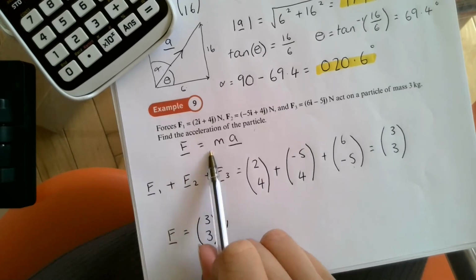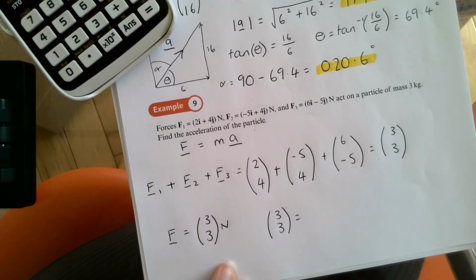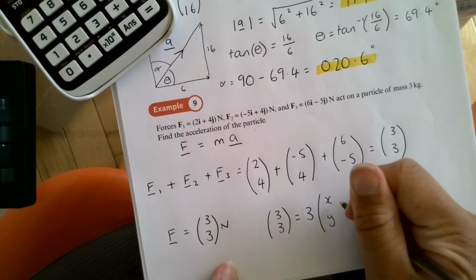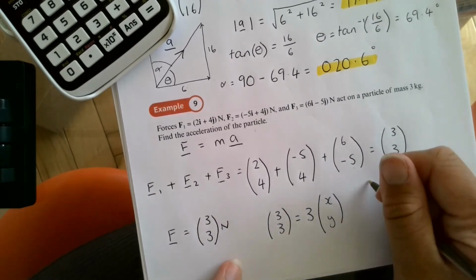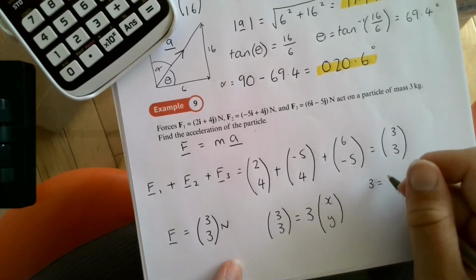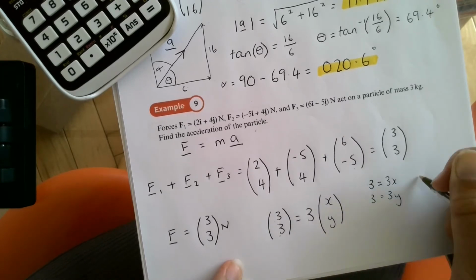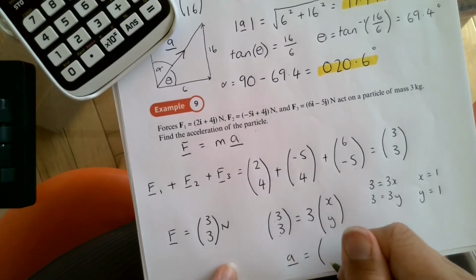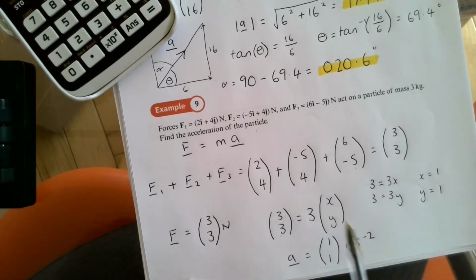And I know that F equals ma. So F is 3i plus 3j, m is 3 kilograms, and then the acceleration vector, I'm going to call x and y for now. I need to work out what x, y are. Well, this is really nice and simple. I can see that 3 is equal to 3x, and 3 is equal to 3y. So therefore x is 1 and y is also equal to 1. So the acceleration vector is just 1, 1 meters per second squared. And they don't ask for it in a particular form, so I can just leave it like that. That's perfectly fine.